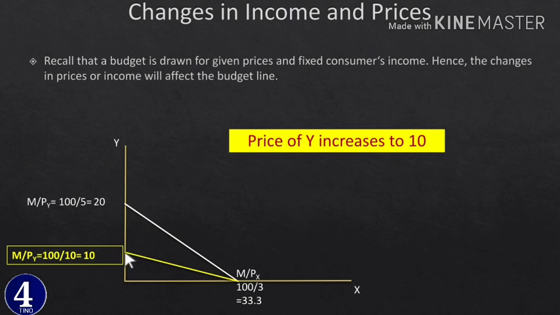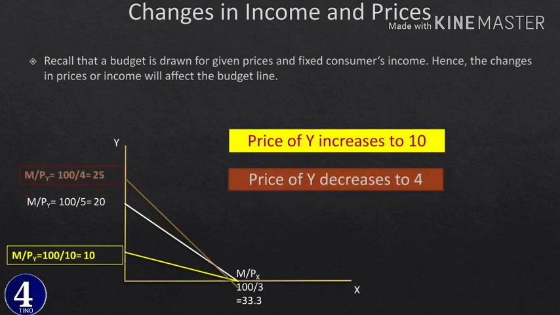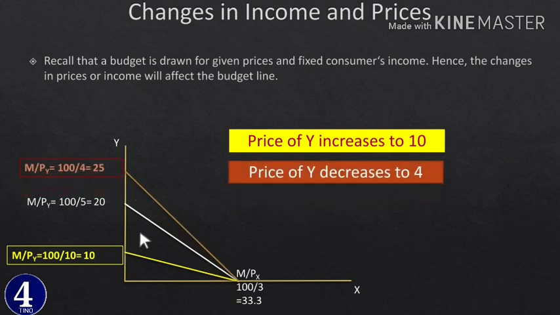conclude እናደርጋለን። Let us see the second scenario, while price of y decrease ያደርግስ ምን ይከሰታል የሚለውን እናያለን። Price of y 5 ነበረ ወደ 4 decrease ያደርግ ምን ይሆናል? Will there be any change in this point? እዚህ ፖይንት ላይ change ሊኖር የሚችለው m ወይም px ሲቀየር ብቻ ነው። Is there any change on m and px? No, there is only a change in py.